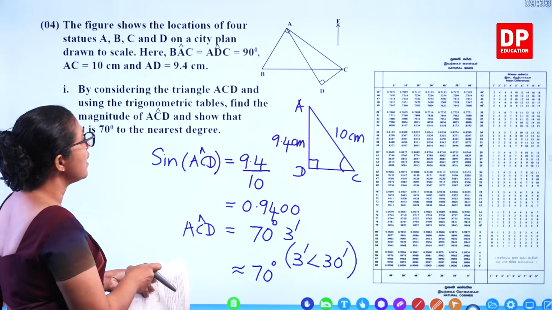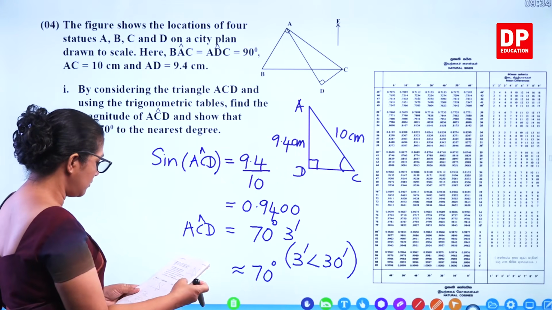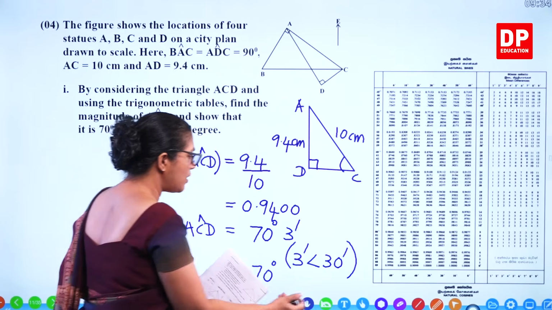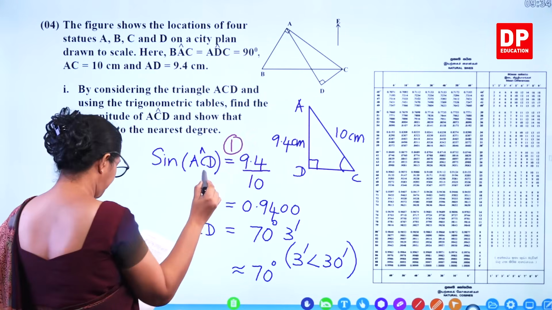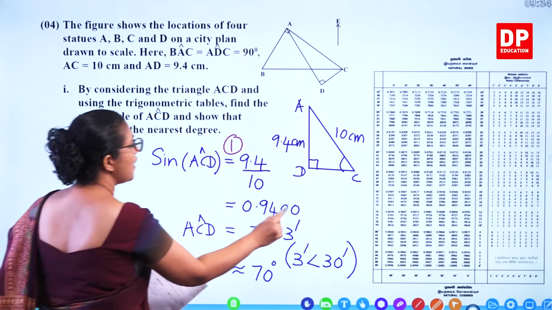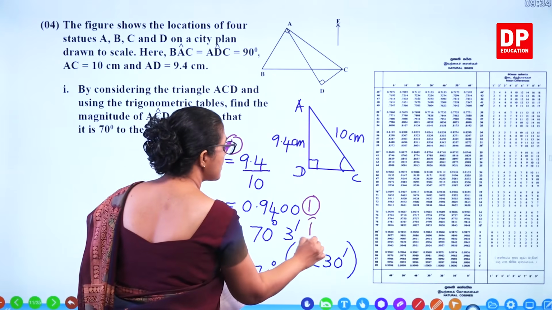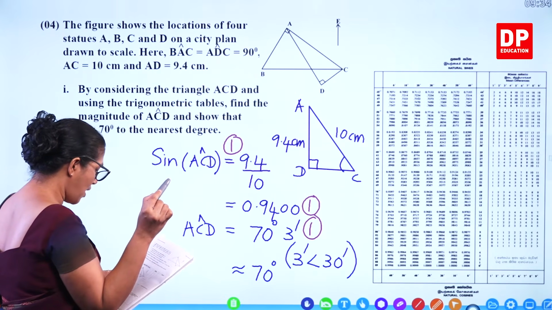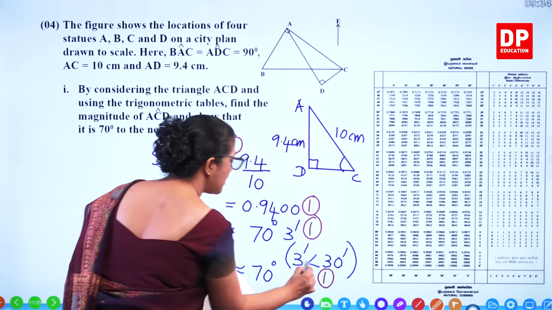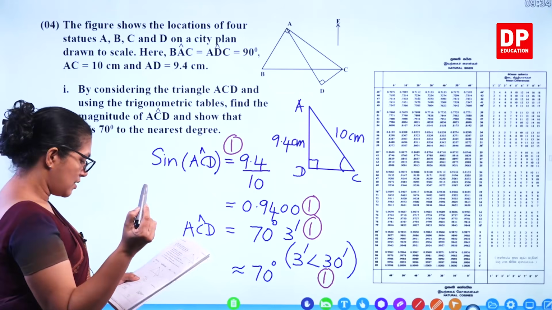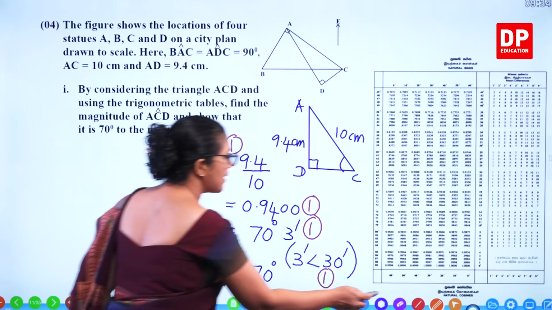So now check how you get marks for this step. Writing down the correct sine ratio, 1 mark. And finding this 0.94, 1 mark. And referring the sine inverse and getting 70 and 3, 1 mark. And writing that 3 is less than 30 minutes, the condition, that's why this is 70 degrees, 1 mark. 4 marks for the whole thing. Let's take the next one.